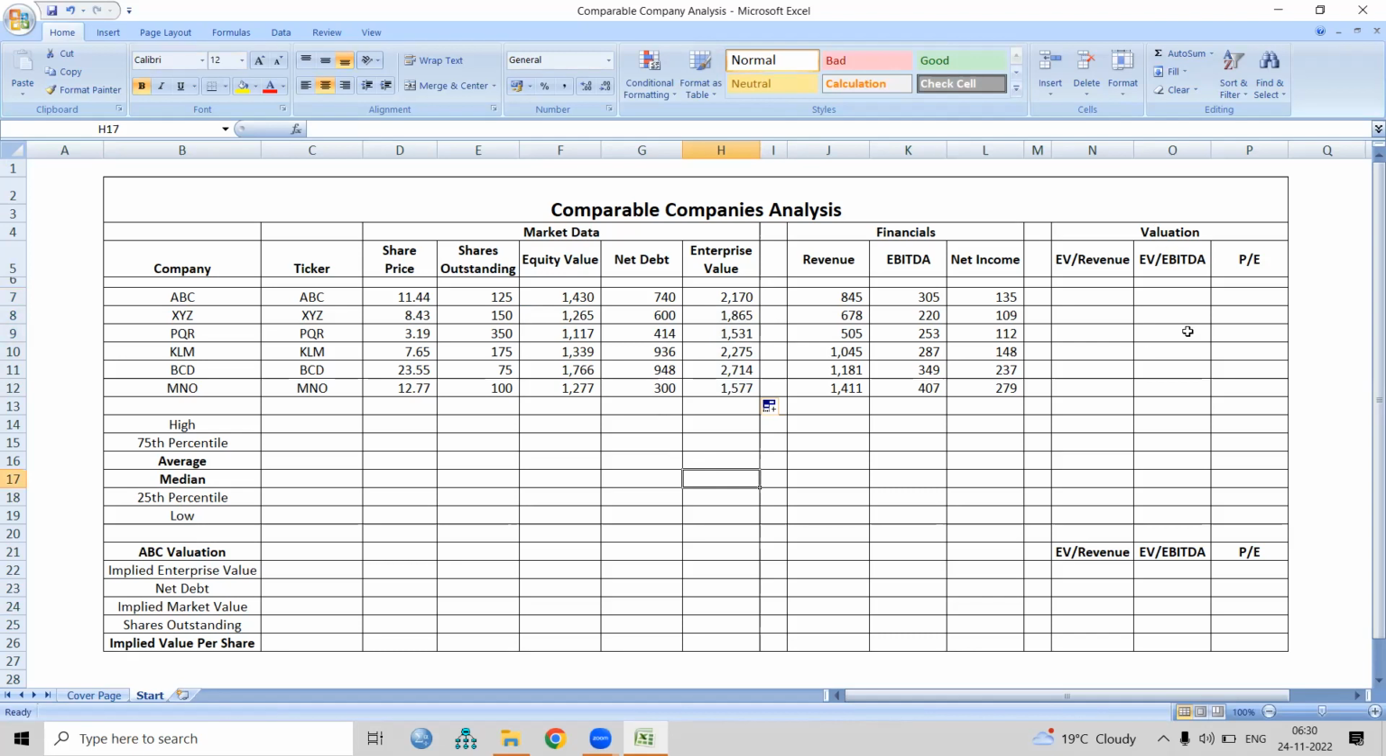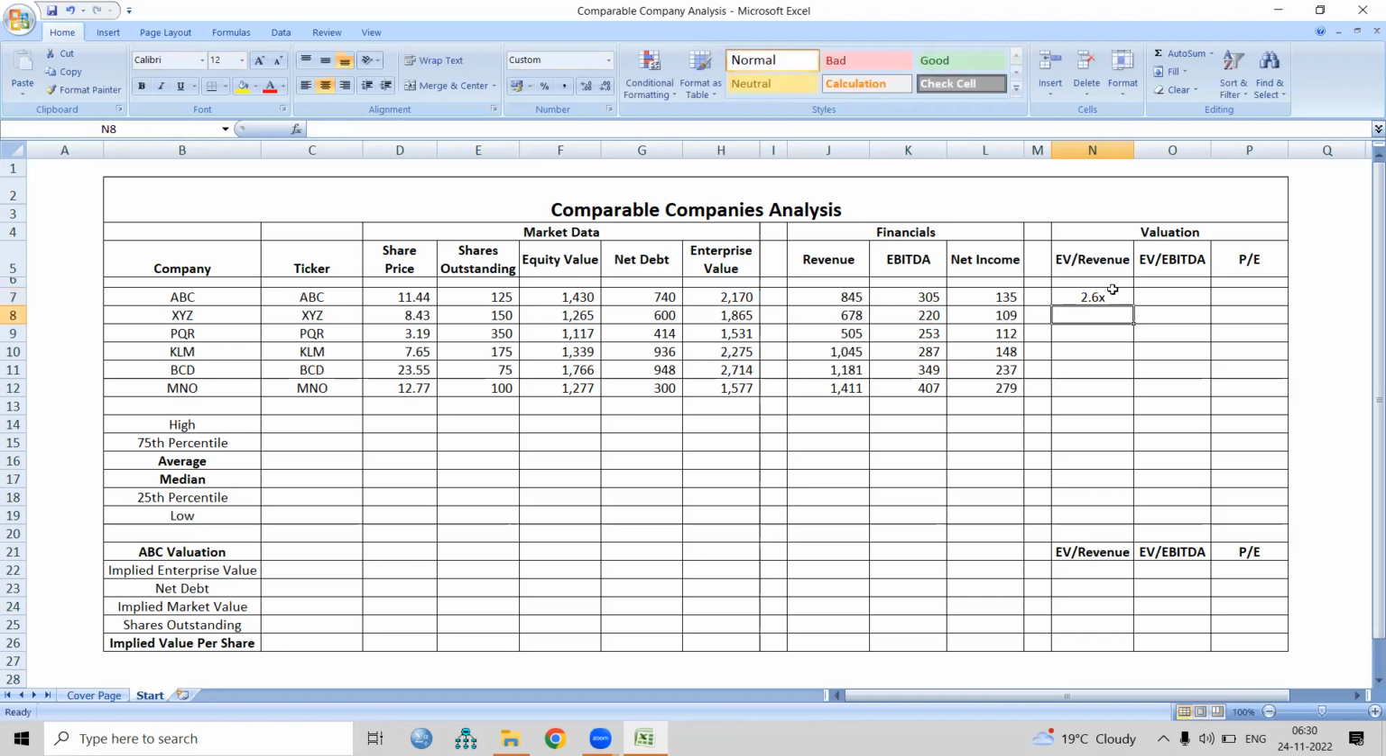Now, based on this, we'll find out the value of each parameter, that is revenue, EBITDA, and then net income. How do you fix this? All the formulas are recorded here for your understanding. EV divided by revenue will give us the revenue parameter, EV by EBITDA the EBITDA parameter, and the P/E ratio, the price to earning ratio. Let's use this equation: equal to the enterprise value we have just calculated, which is in H7. Divide this by the revenue, which is in the J7 cell. H7 divided by J7 will give us EV divided by revenue.